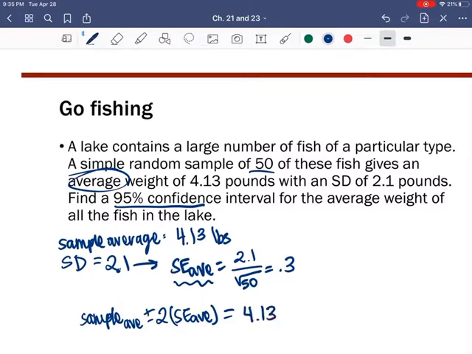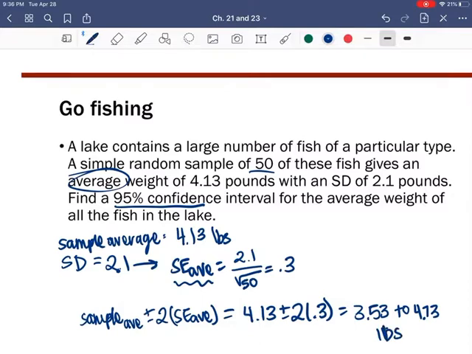So then we get 4.13, give or take 2 times 0.3. And that gives us 4.13 minus 0.6, 3.53, to 4.73.